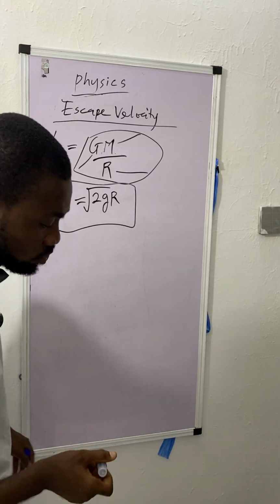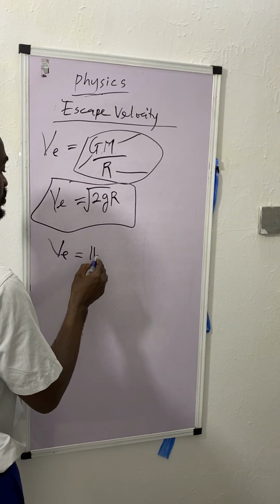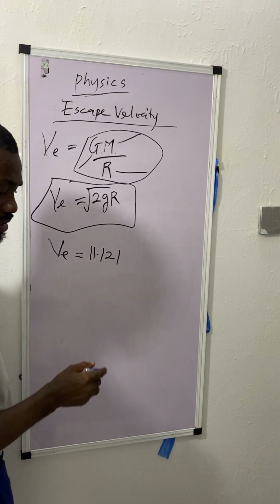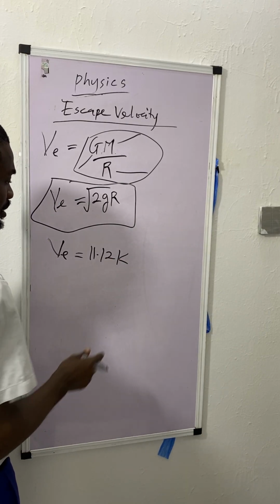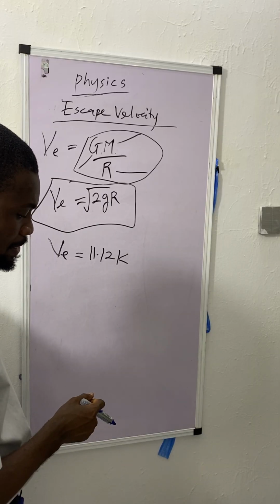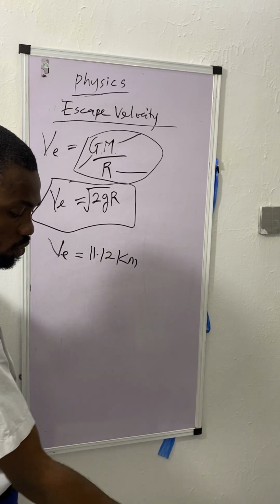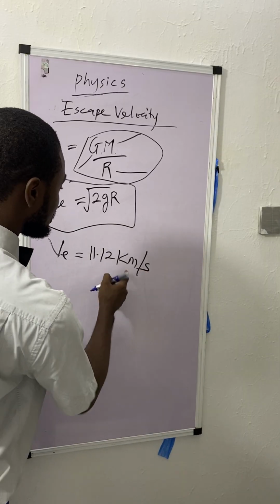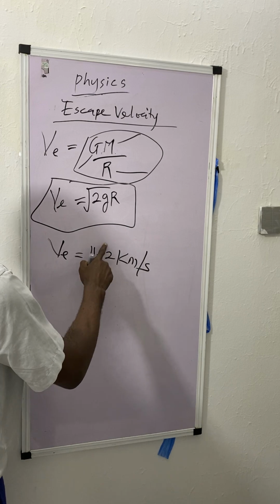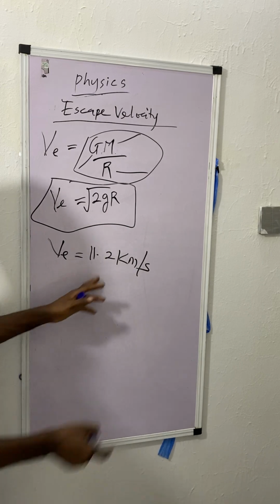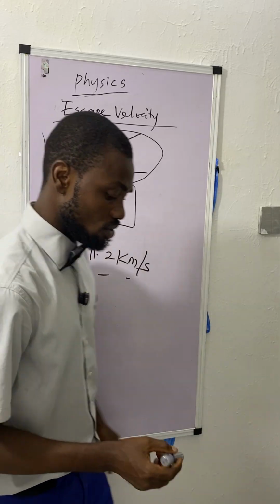The escape velocity of the Earth is usually 11.2 kilometer per second. If you are doing this in meter, let's just put what we have here, kilometer per second. It was indicated in kilometer per second. This is the escape velocity of the Earth.